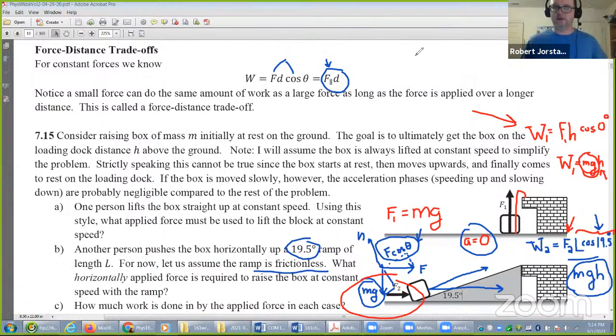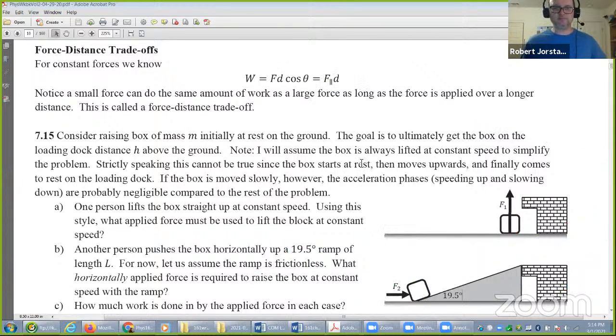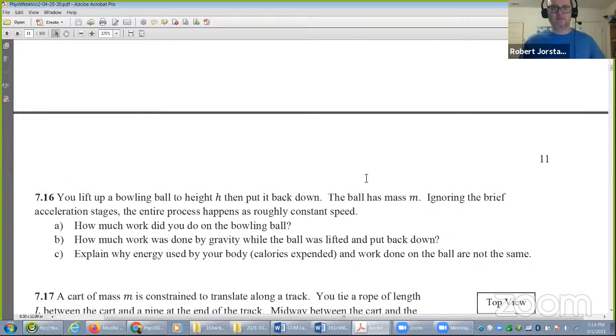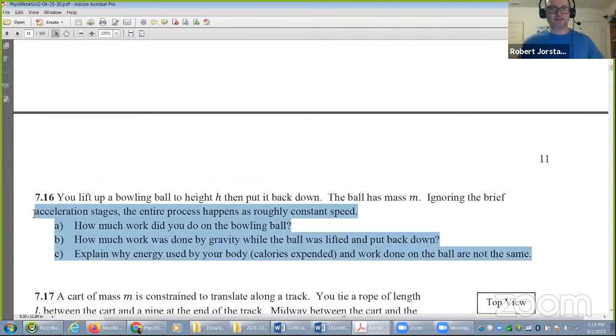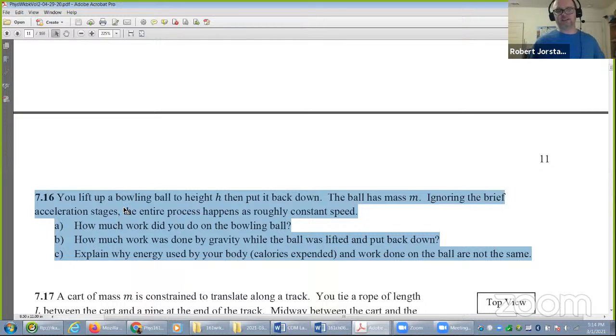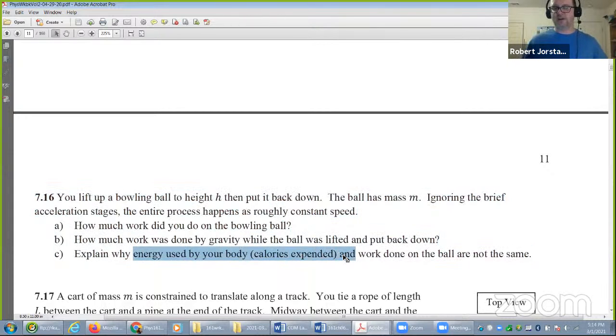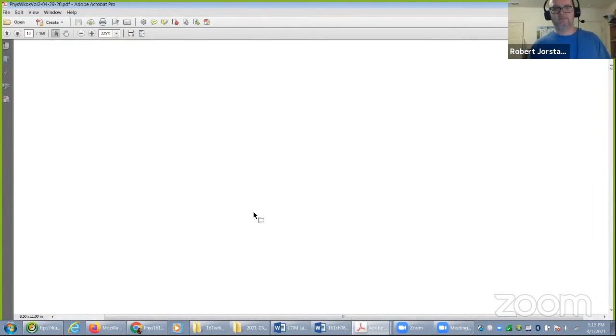So in regards to that, let me mention this here. I'll come back to this in just a second. But the idea here is if you do problem 7.16, I allude to how much work was done on the object and then how much energy was used by your body in terms of how much sugar you had to use to get your muscles to work. So the work done inside of your body to make your muscles flex is not always the same as the work done on objects in the real world. So 7.16 will help you understand that process. All right.